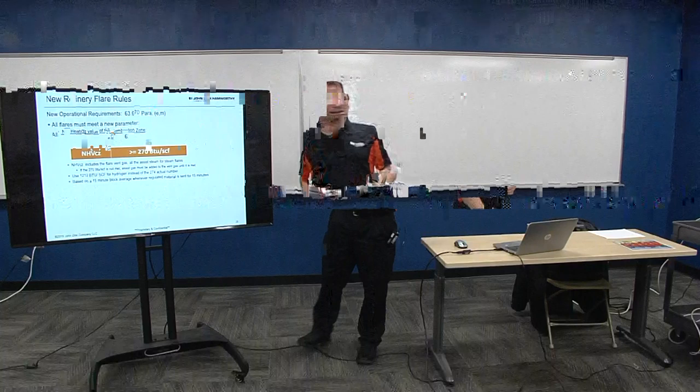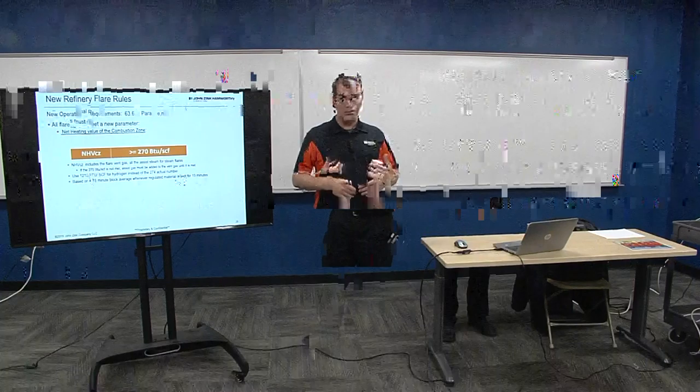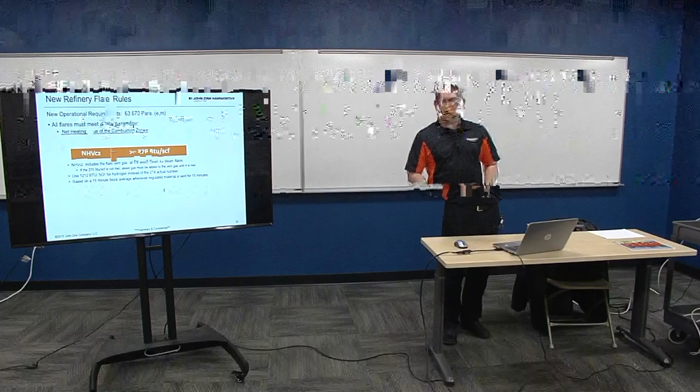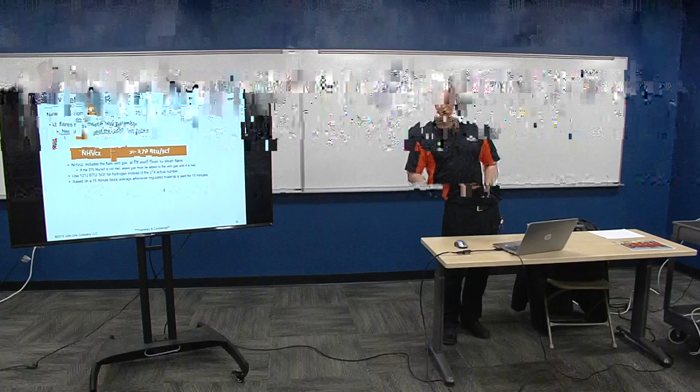Although they did help them out. A lot of refineries have hydrogen going to their system, and hydrogen doesn't have a very high heating value, but it burns really well, right? So they gave it a new number. Hydrogen now has a heating value for the rule of 1212. It's not its actual heating value, but it acts more like a gas that has a heating value of 1212.